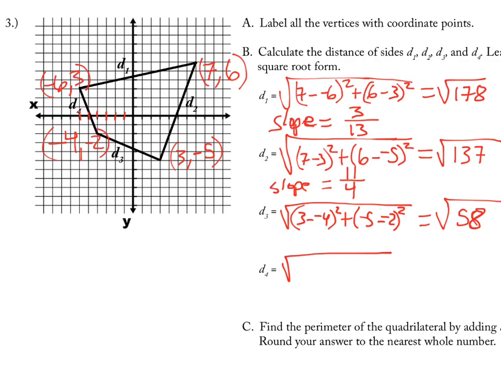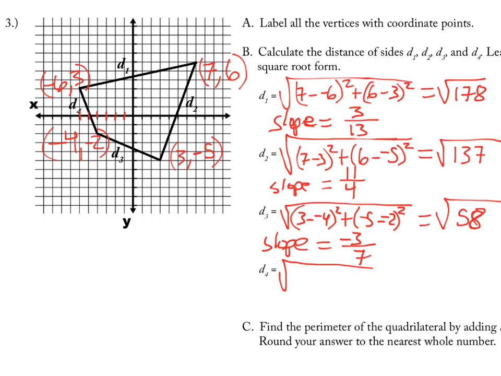Oh wait, I didn't get the slope of that. So the slope of that line is going to be the rise of negative 3, because you had to go down 3, so you go from the left to the right. And then the run is going to be 7.